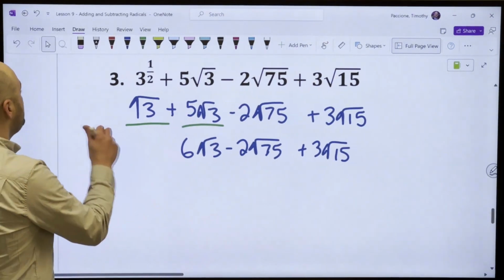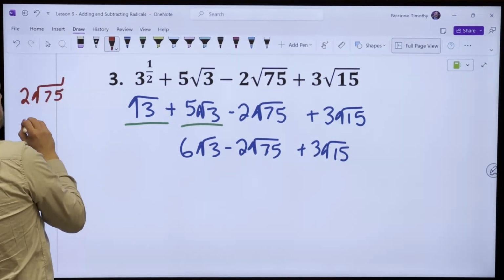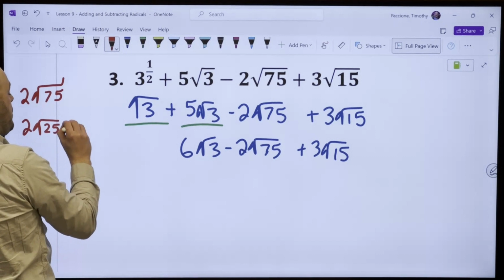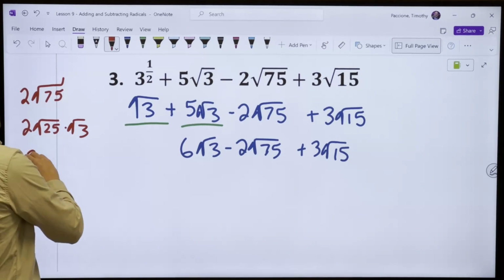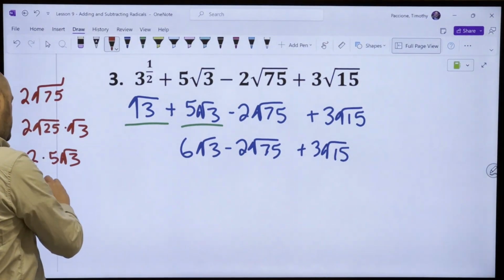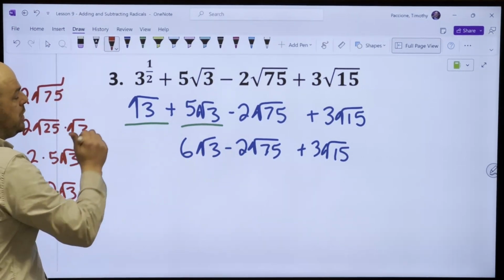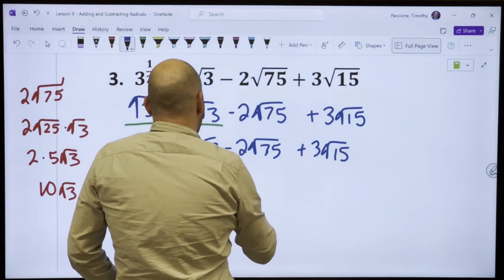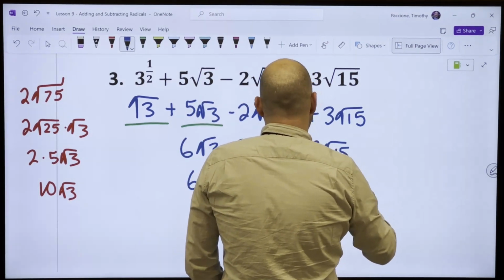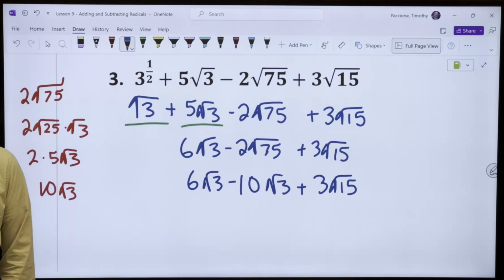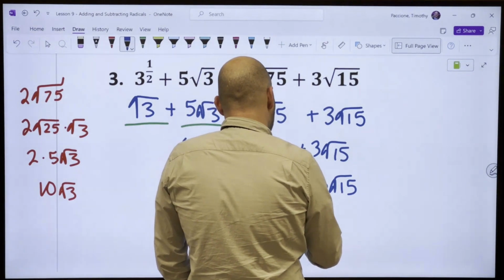So if you simply simplify 2 square root of 75, it would be 2 square root of 25 times square root of 3, right? Square root of 25 is 5. So it would be 2 times 5 times square root of 3, or 10 square root of 3. So 2 square root of 75 is actually 10 square root of 3. So I get 6 square root of 3 minus 10 square root of 3 plus 3 square root of 15. 6 minus 10 is negative 4 square root of 3 plus 3 square root of 15.